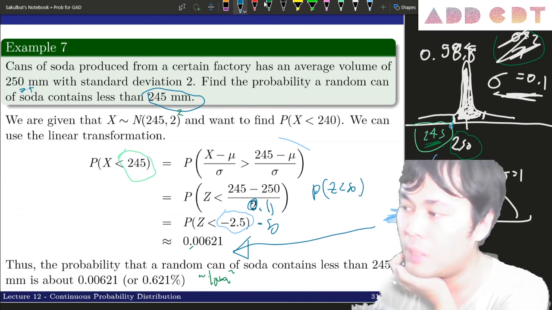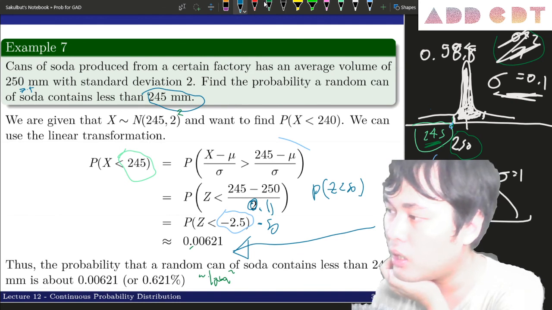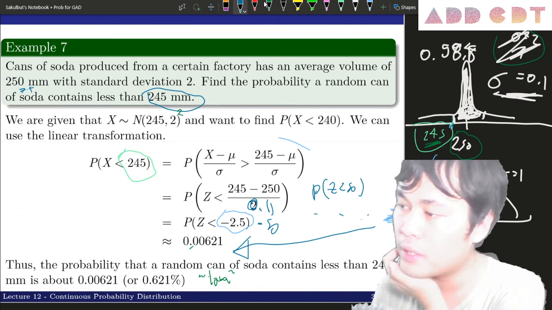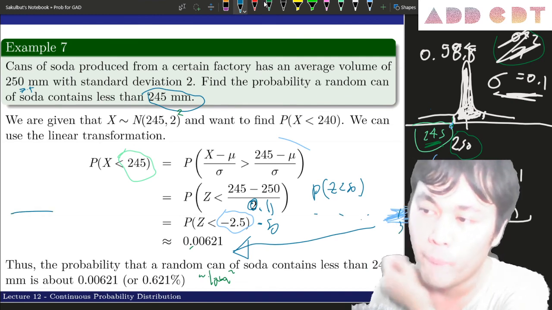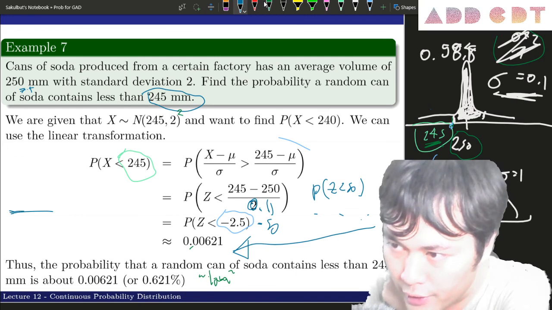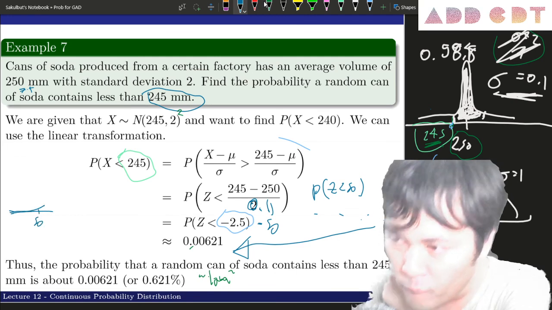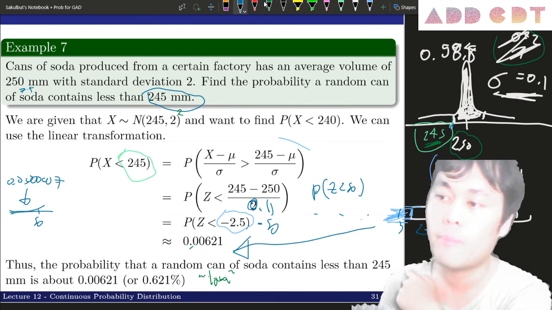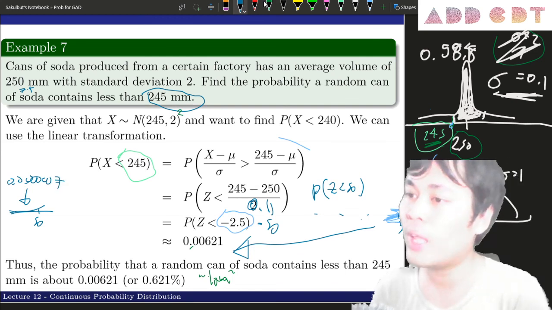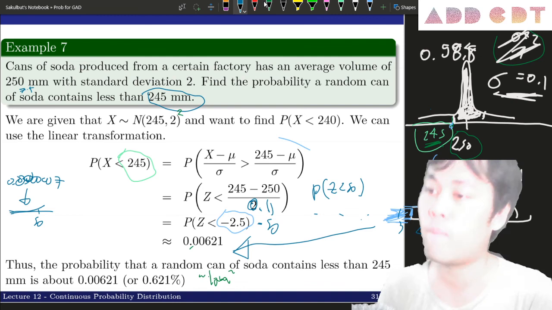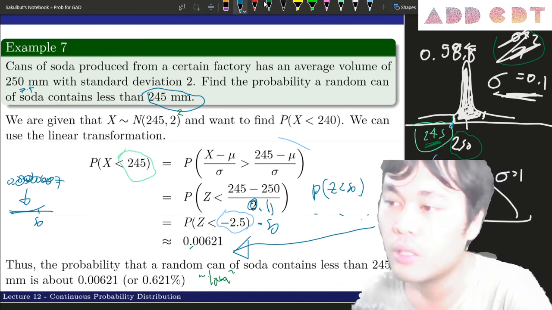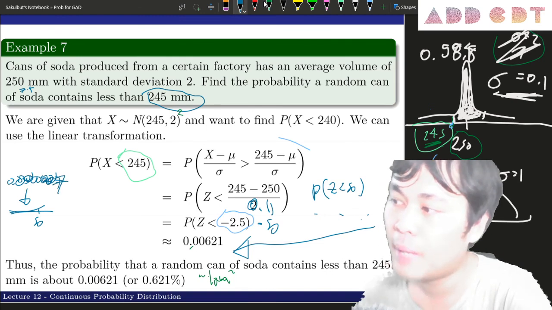For the standard normal distribution, the number 1 is here, 2 is here, 3 is here, and then 5, 6, 7, 8, 9, 10, all the way to 50. You're going to get a very, very thin curve, and that area is going to be, I don't know, I'm making a number up, a very, very small chance that you get a defective product that doesn't weigh up to the standard.